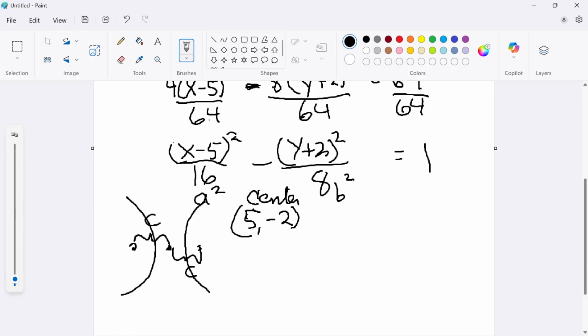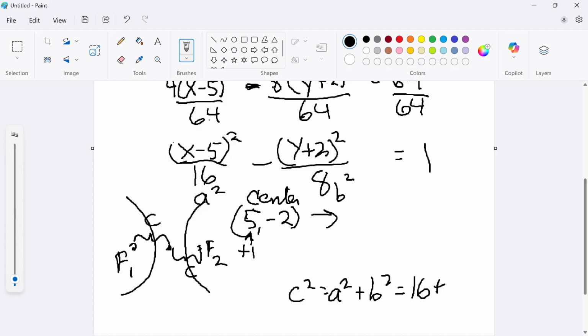So I know that the foci, focus number 1 and focus number 2, are going to add to the x component. It's to the left and right. So it's going to add and subtract from this component. So it's going to be 5 plus or minus something, comma negative 2. So let me find out what that something is. In a hyperbola, I know that c squared equals a squared plus b squared. A squared is 16. B squared is 8. 16 plus 8 is 24. That's c squared. So c equals the square root of 24.